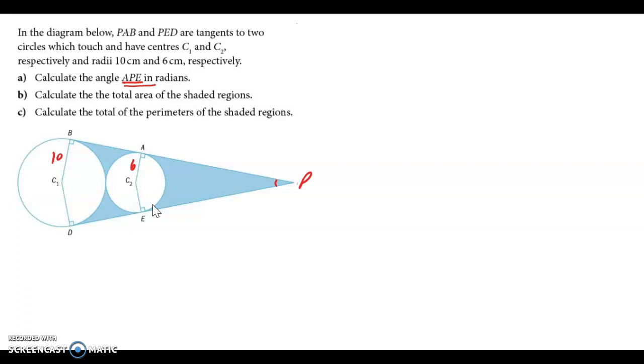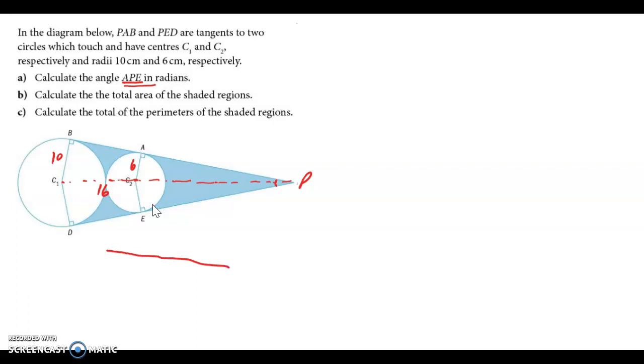Now, in order to figure that out, let's construct. These are two similar triangles. Since you know this is 10 and this is 6, this is also 10 and this is 6. So from here to here, this distance is 16 centimeters.